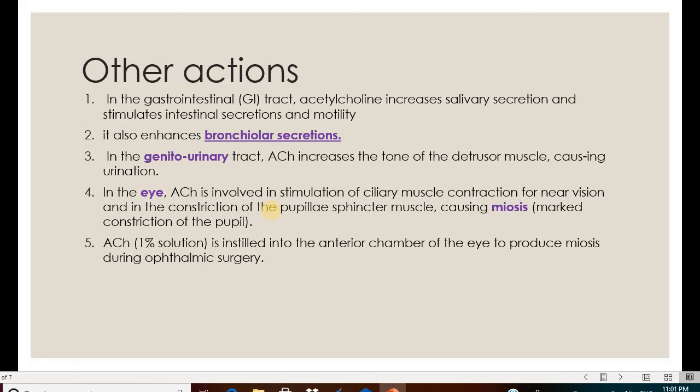These are all the effects. It's not a therapeutic consideration of the acetylcholine. We have discussed why it's not therapeutically important, because of the multiple actions. Acetylcholine 1% solution is instilled into the anterior chamber of the eye to produce miosis during ophthalmic surgery. So this is a therapeutic point कि आपको miosis required होती है, कंस्ट्रक्शन ऑफ pupil required होती है इन द सर्जरी। तो अगर सर्जरी में आपको कंस्ट्रक्शन ऑफ pupil कराना होगा तो you have to give this acetylcholine 1% solution into the anterior chamber of the eye. These other actions are also very important.